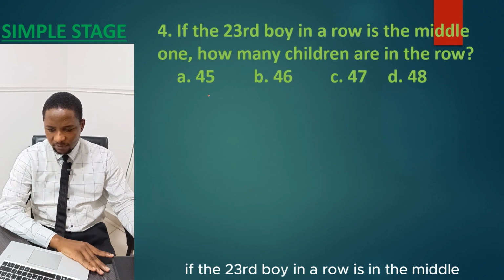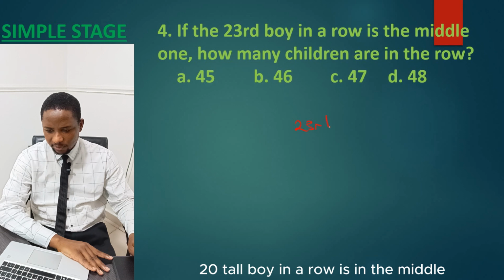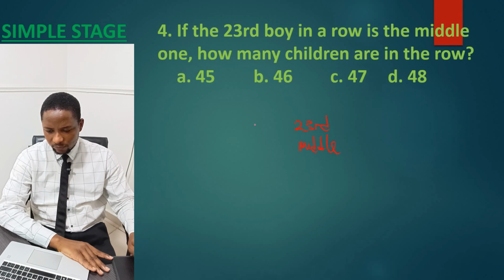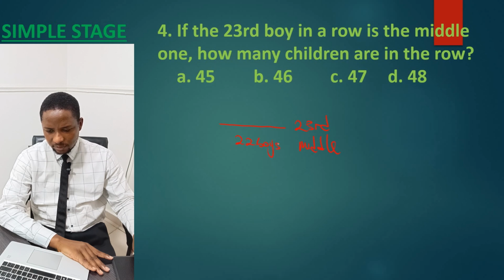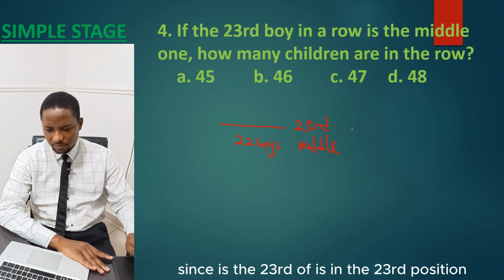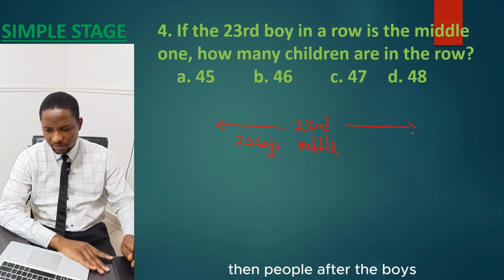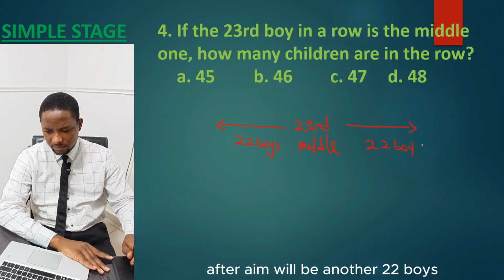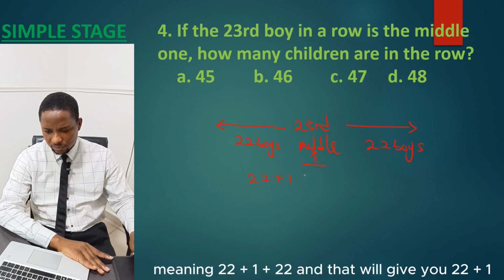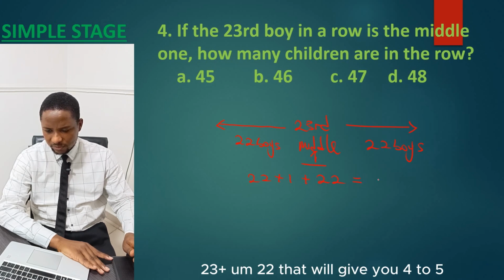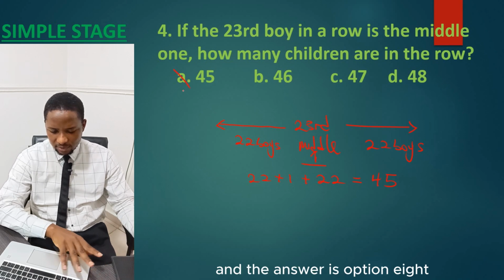Moving on to question 4. If the 23rd boy in a row is in the middle. So the best way to go about it, if he's in the middle, then the people before him will be 22 boys. Since he's in the 23rd position, then the boys after him will be another 22 boys. Then he is just one person. So add it together, meaning 22 plus 1 plus 22. And that will give you 22 plus 1, 23 plus 22. That will give you 45. And the answer is option A.